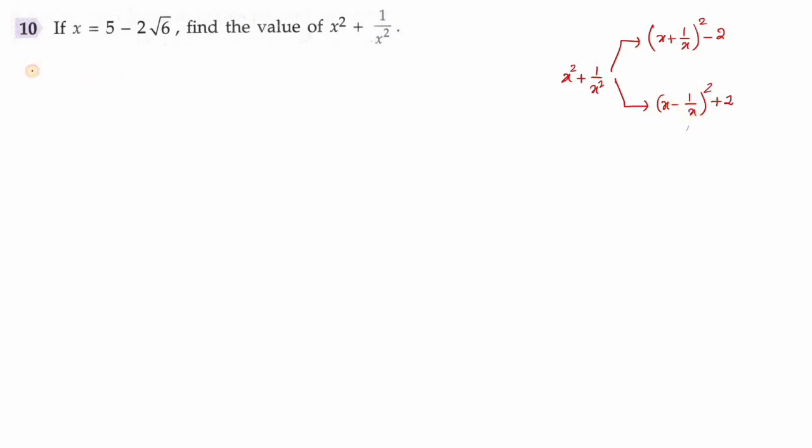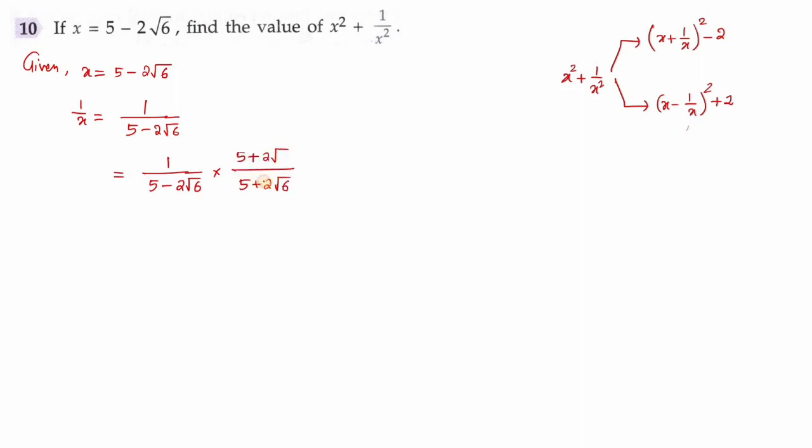So given is x is equal to 5 minus 2 root 6. Let's find out what is 1 by x then. So 1 by x is 1 by 5 minus 2 root 6. Let's rationalize the denominator. So we have 1 by 5 minus 2 root 6, we will multiply by 5 plus 2 root 6 in numerator and denominator.